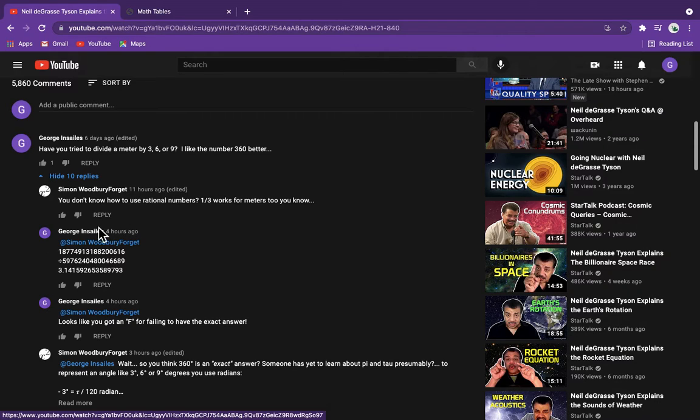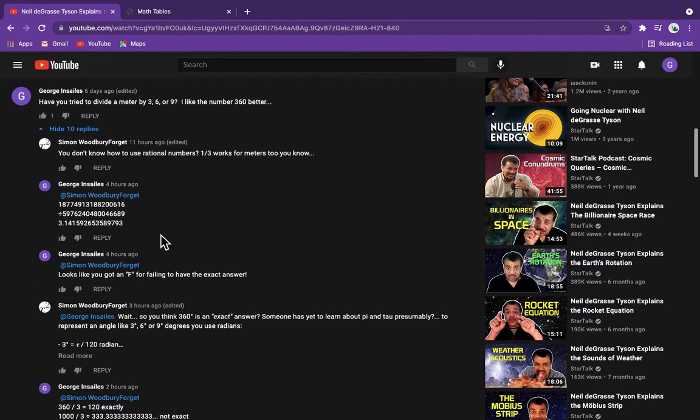Forget that one. But anyway, you don't know how to use rational numbers. 1/3 works for meters too, oh God. And so I'm going, I know what fractions are. Here's an example of what I've done with them. See, these are two whole numbers, and they come out with pi almost. To how many digits is that? It's too many for most calculators anyway. Looks like you got an F for failing the exact answer.